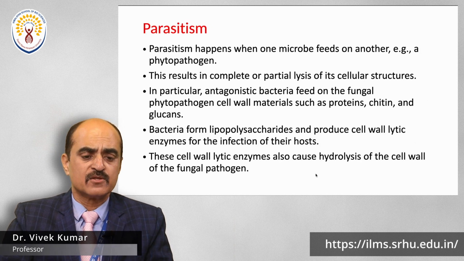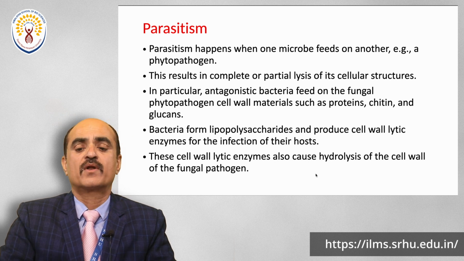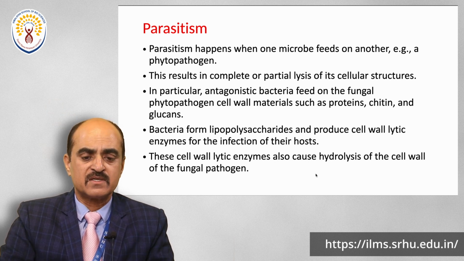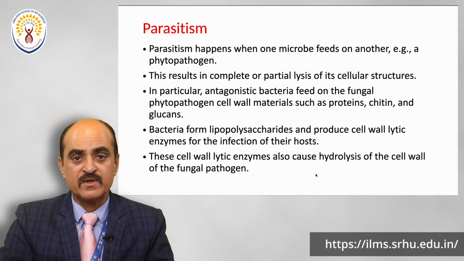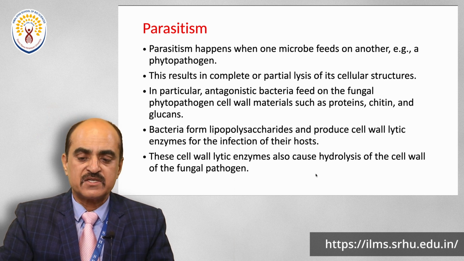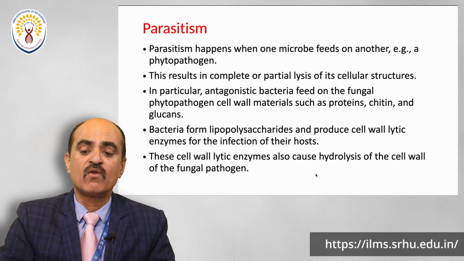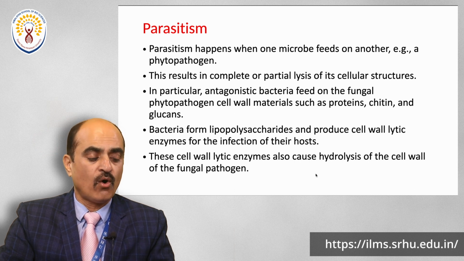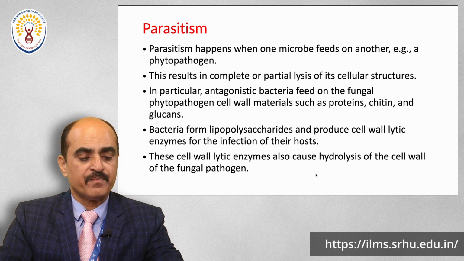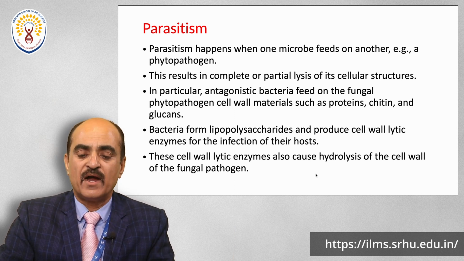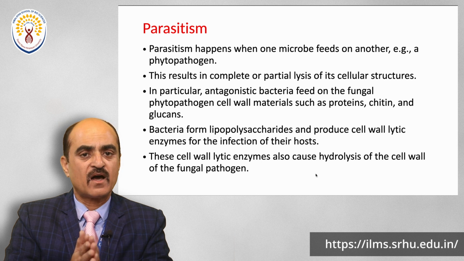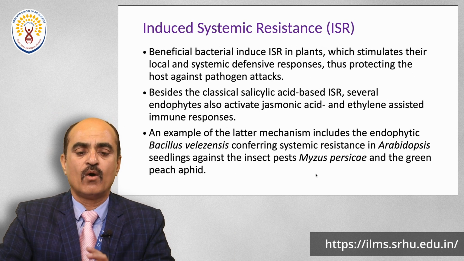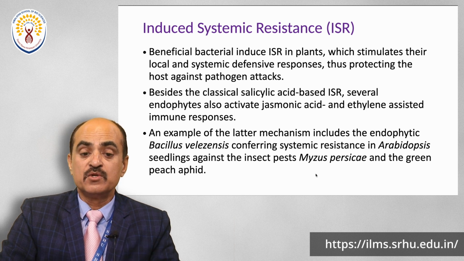Then there is parasitism also. Parasitism happens when one microbe feeds on another microbe, for example a phytopathogen. This results in a complete or partial lysis of a cellular structure. In particular, the antagonistic bacteria feed on fungal phytopathogen cell wall material such as proteins, chitins and glucans. The bacteria produce cell wall lytic enzymes for the infection of their hosts, and these enzymes cause hydrolysis of the cell wall of the fungal pathogen. Once the cell wall of the fungal pathogen is hydrolyzed, they are no longer able to cause any disease to the host plant.